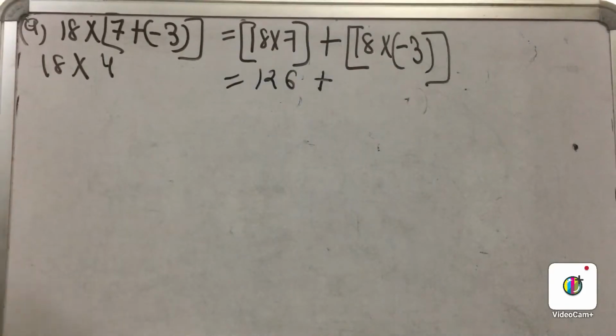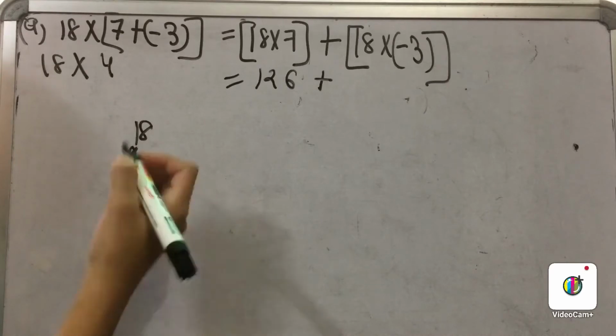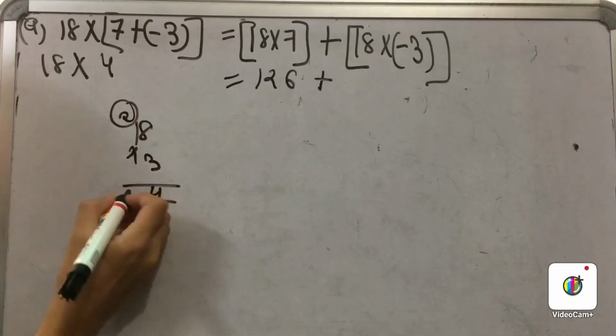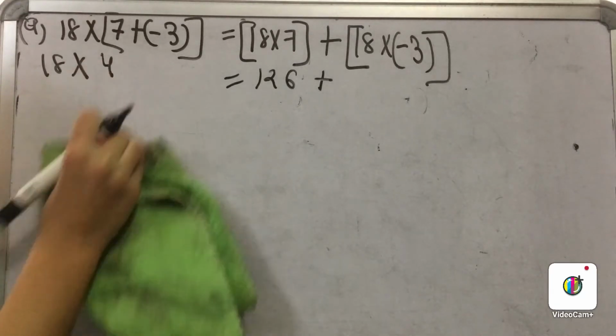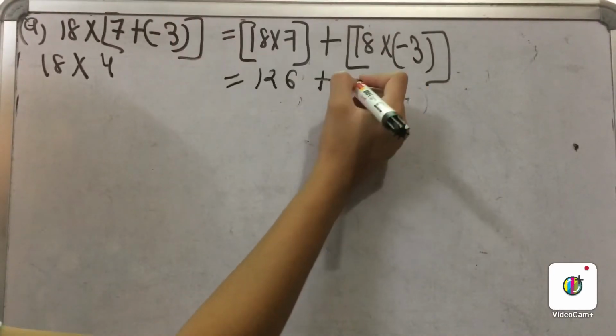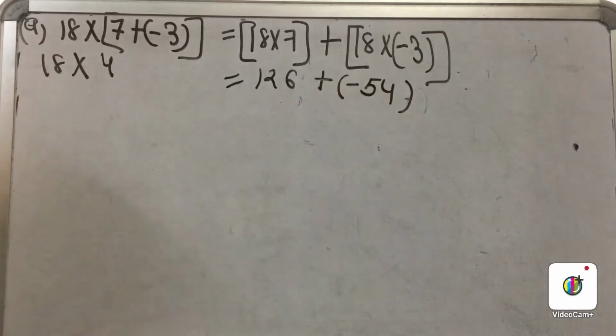So now what is 18 multiplied by minus 3? Let us multiply 18 and 3. 8 3s are 24. 3 1s are 3. 3 plus 2, 5. So this will be 54. And 54 in negative because there is a minus here. So this will be minus 54. So now let us solve these both.